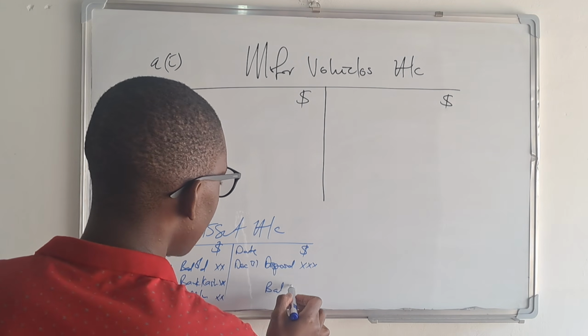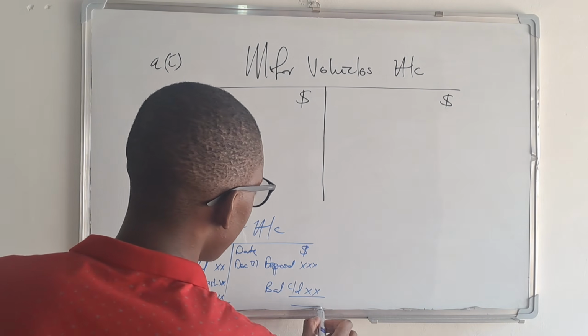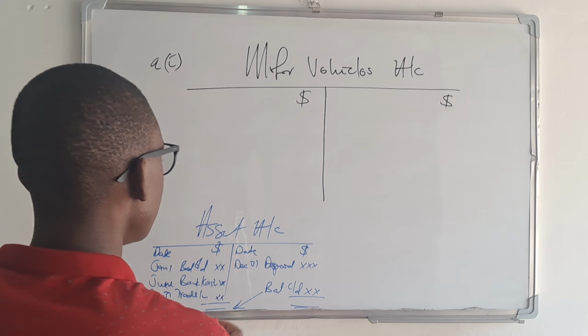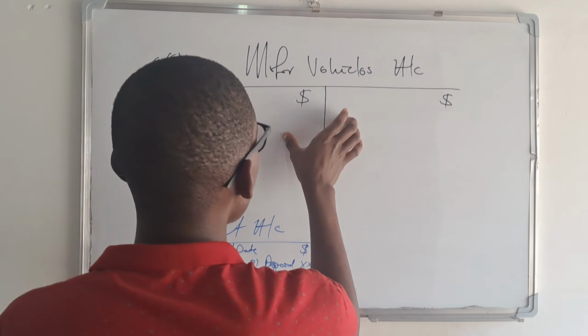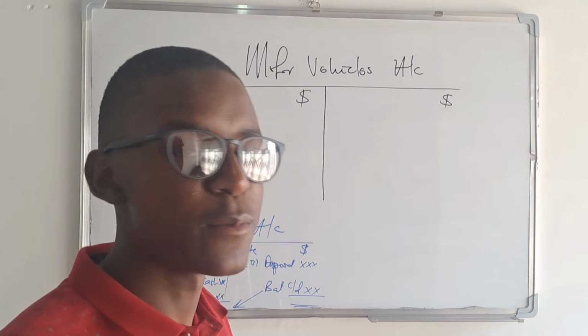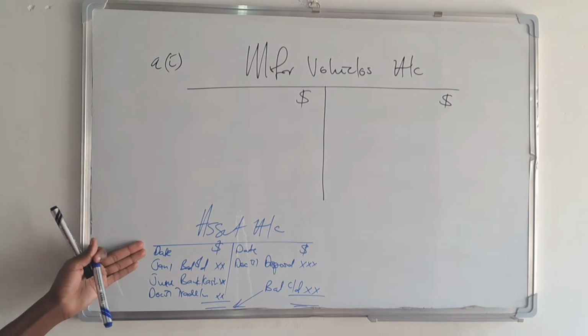Then you get a balance CD. Then you write off your balance CD. Remember that this balance CD will become balance BD. I've just given you a framework so that you don't get confused while you still look at the motor vehicles account of Timothy Limited. This is how you prepare the asset account.